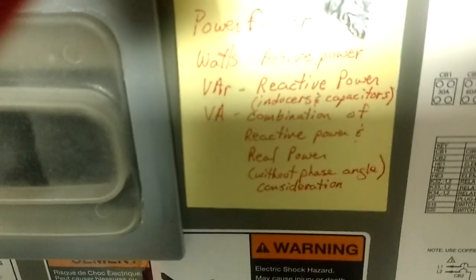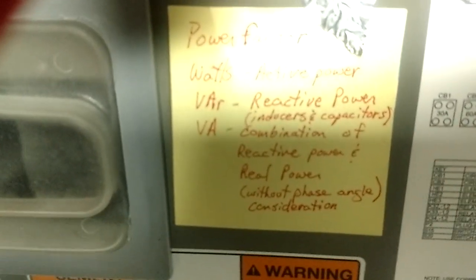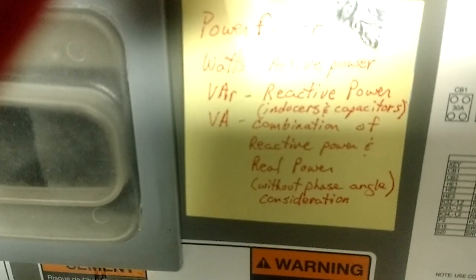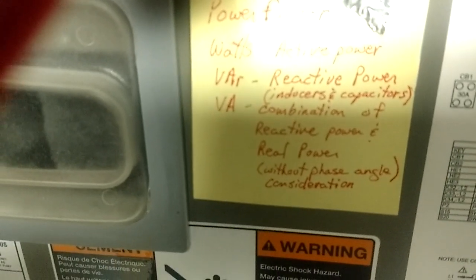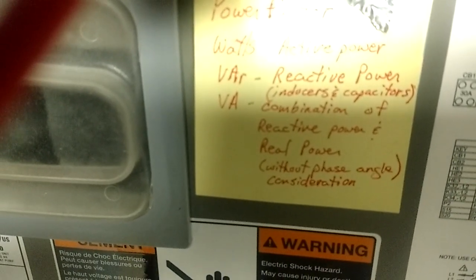And then if we hit that select button one more time, now you can see that change to a VA. And then VA says that, man, that light is glaring. VA is the combination of reactive power and real power without phase angle consideration.